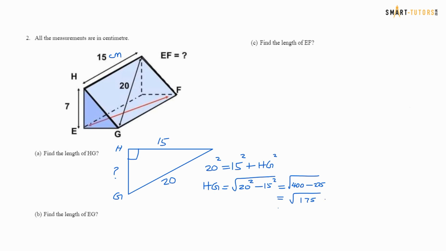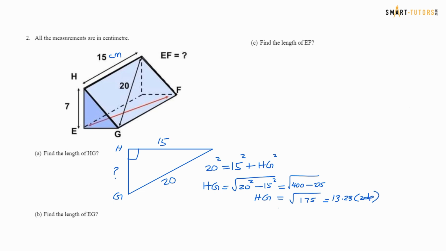So I'll leave it as it is, or if you want to simplify, you also can. So I leave HG as the square root of 175. If they ask for a decimal place, you can make it 2 decimal places, or if they didn't say anything, the best way is to leave it in surd format, or you can do 13.23 for 2 dp or something like that.